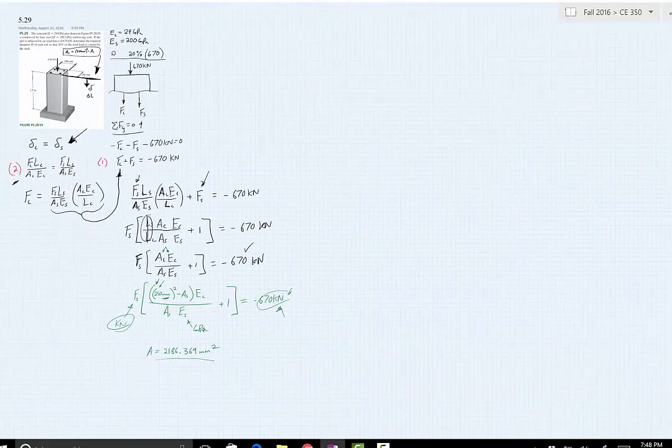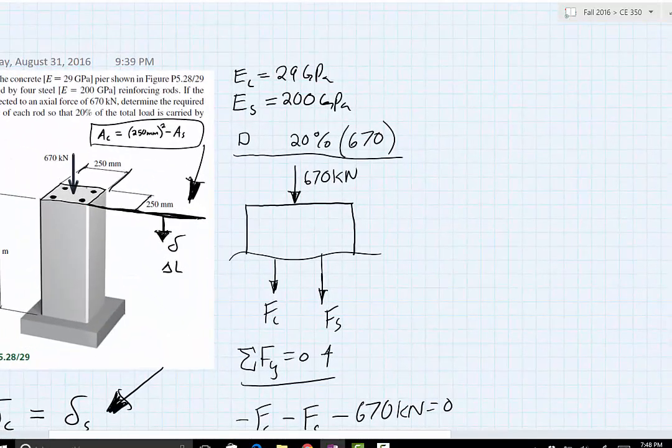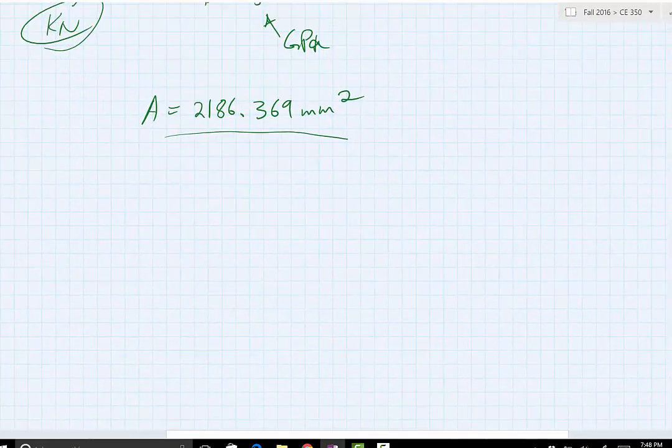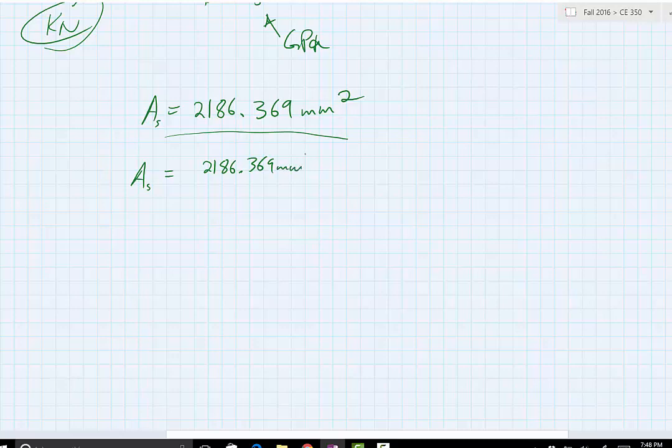But if you remember, this is the total area of the steel. So let me go back up to that figure. That's the total area of the steel, because the area of the concrete is the total minus the area of the steel. But we have 4 steel rods. So we have to go back to our value here and say, well, this is going to be our area of 1 steel rod, so this is going to equal 2,186.369 millimeters squared divided by 4. And you should get A sub s equals 546.59225 millimeters squared. So we're almost there.